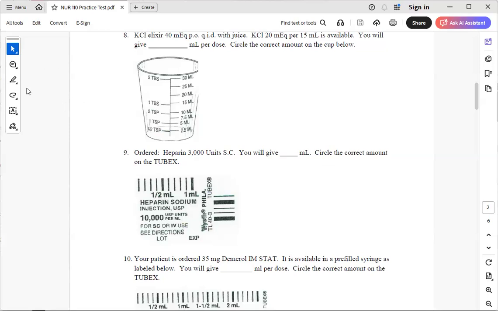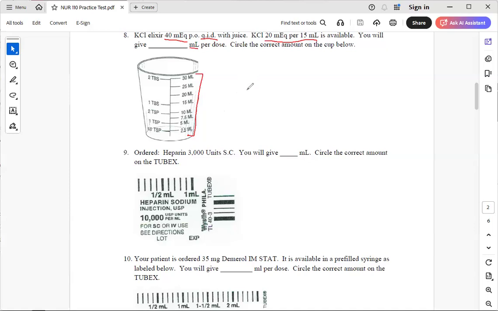All right. So this next question says potassium chloride elixir. So our order is the 40 milliequivalents. QID tells you 4 times a day. It says we have available 20 per 15 ml. And it wants to know how many milliliters to give per dose. And then to circle the correct amount on the cup. On Blackboard, you'll just drop a point on your answer. One of the things that I'll tell you is that your answer will be on the cup. So if you see a question like that and you don't get one of these answers, then that's your clue that you did something wrong.